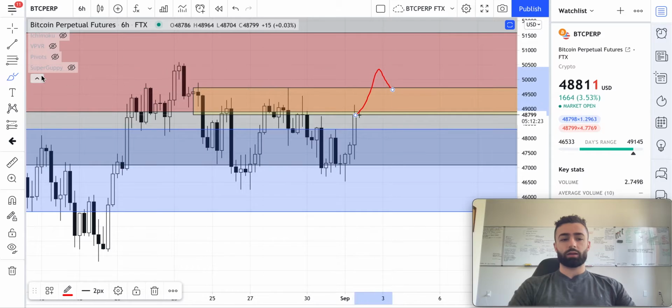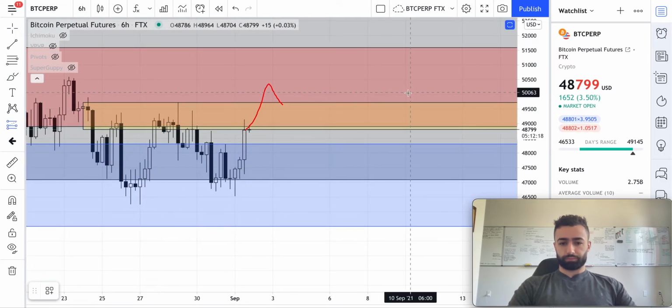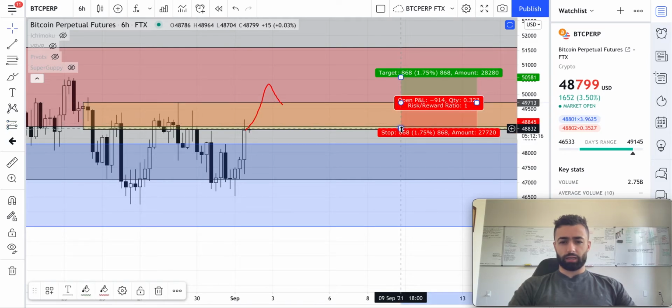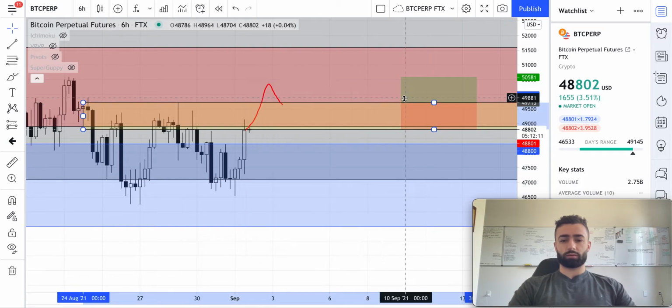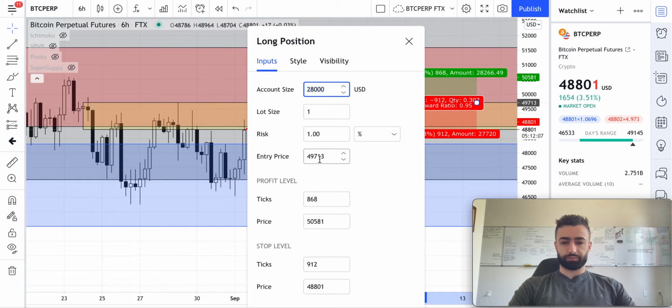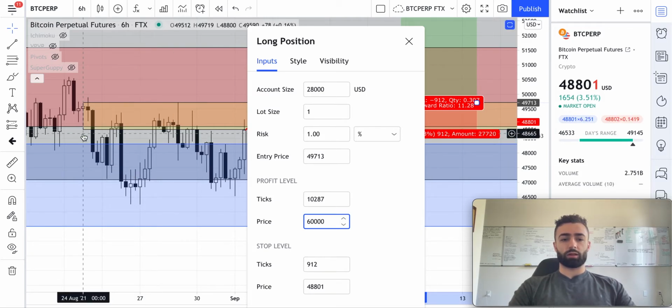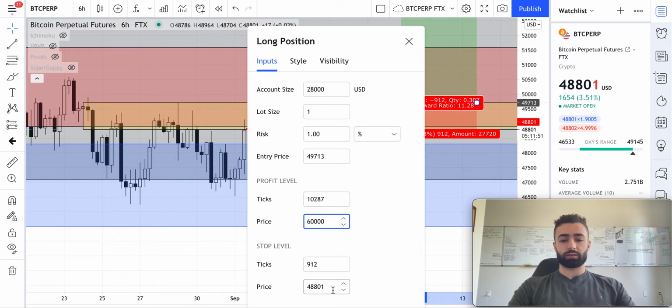when we come back, what we can do is we can use our long position tool here on TradingView, and we can put that onto that level and pull our stop loss. You can either double click on it, and you can go right into the input section. You can put where you're going to go long on here in the entry price section. You can adjust your take profit level. So let's say we want to take it up to, let's say, 60,000 just for the fun of it, and then our stop loss being the low of that level, which is at 48.8.